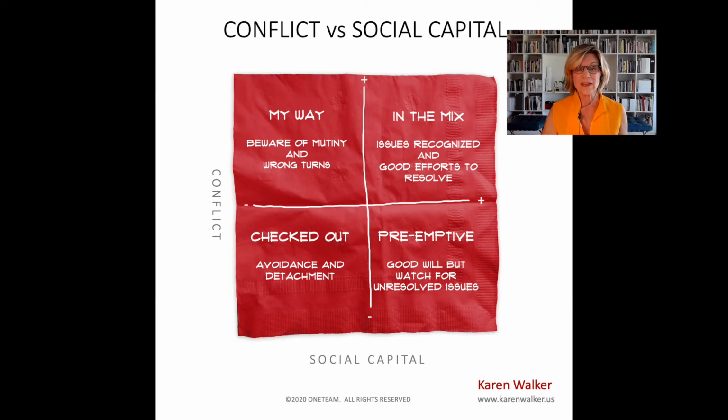Now in the upper left-hand quadrant, it's a box I call My Way. It could be my way or the highway, actually. So this is a place where you want to pay attention to mutiny, because in my way we have high conflict and low social capital. And so that is often a place where one person is telling the organization what to do.